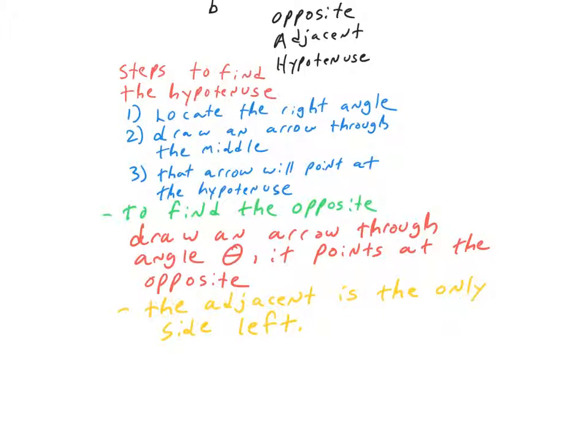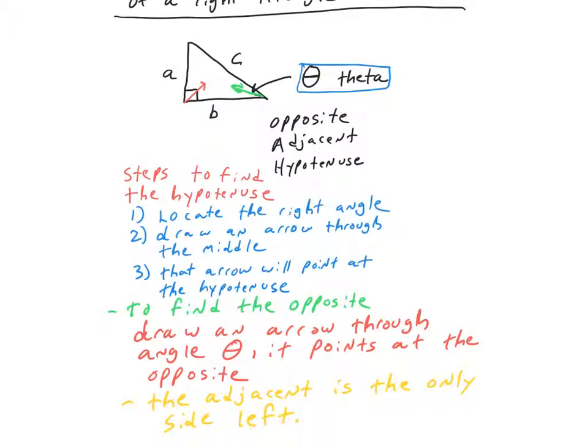Another way to think of it is the adjacent is the side that makes the angle and is not the hypotenuse. Because you'll always have one side that makes the angle and is the hypotenuse, and one side that makes the angle and is not the hypotenuse. The adjacent is the side that's not the hypotenuse. So for our example, the opposite of theta is side A, the adjacent is side B, and the hypotenuse is side C.